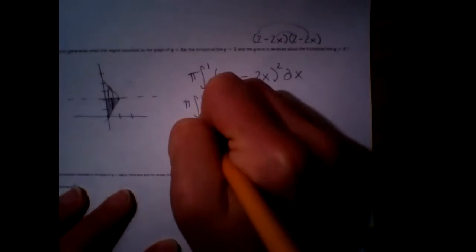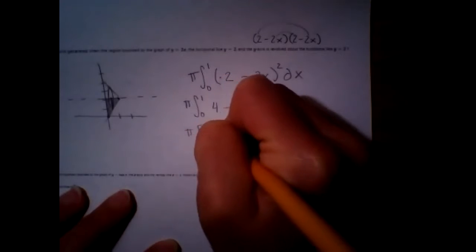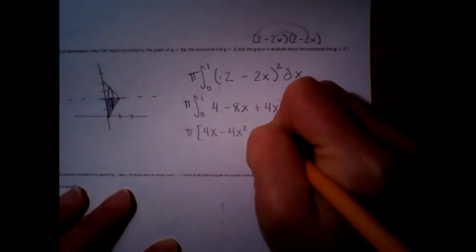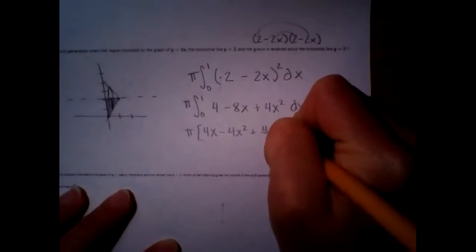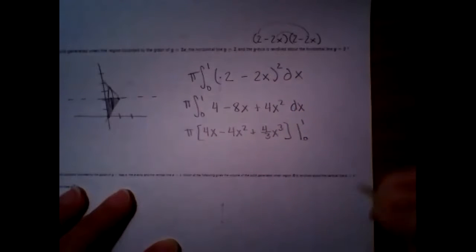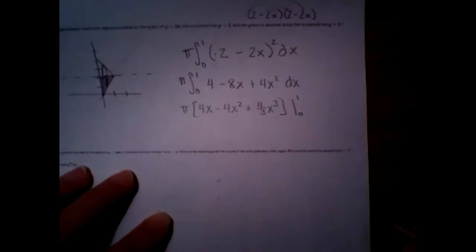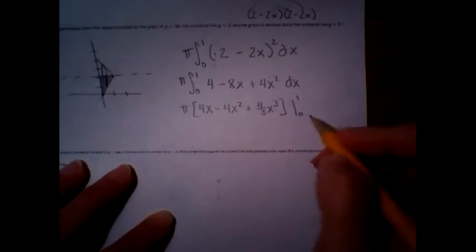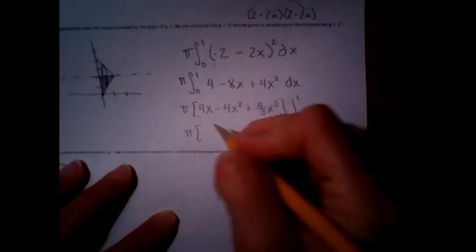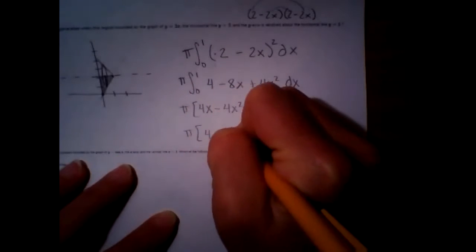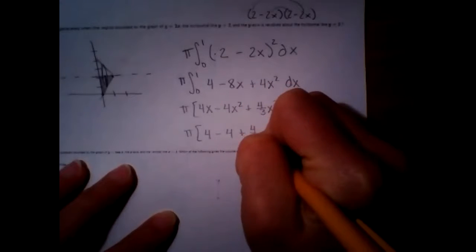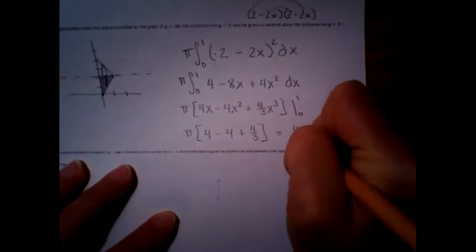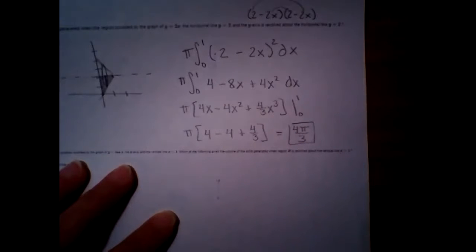All right, and then the antiderivative, that's going to be 4x minus 4x squared plus 4/3 x cubed, 0 to 1. And you can basically just plug in 1, because if you plug in 0, these are all going to go to 0. So if you plug in 1, you're going to get 4 minus 4 plus 4/3. So those 4's cancel, and this will just be 4/3 pi. And so that one is B.